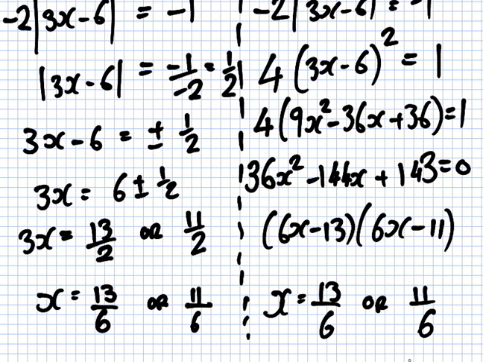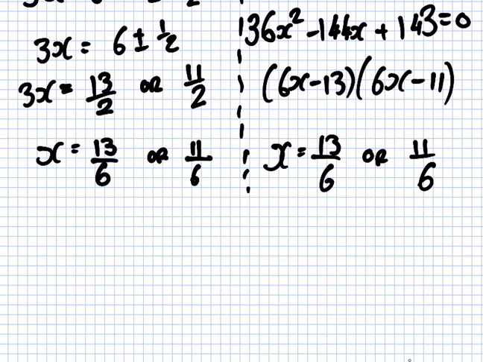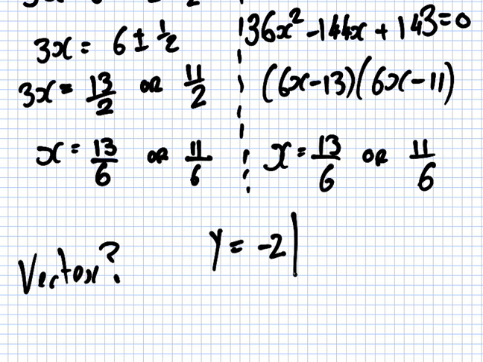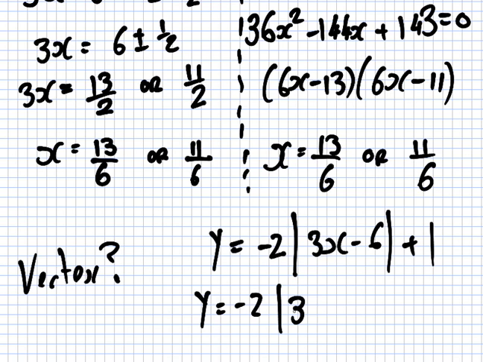Okay, the last one is a little bit tricky to get. It's the vertex. And we have y equals minus 2 times the function, absolute 3x minus 6, plus 1. I think I'll clean this up a little bit to maybe help you. You can take the 3 out here.